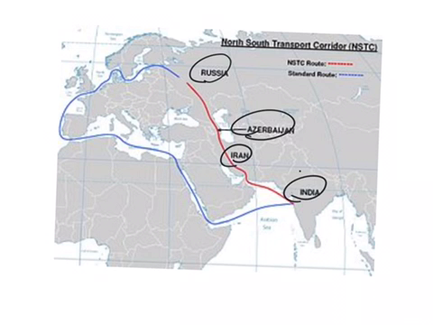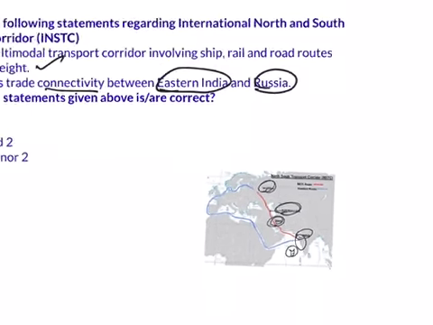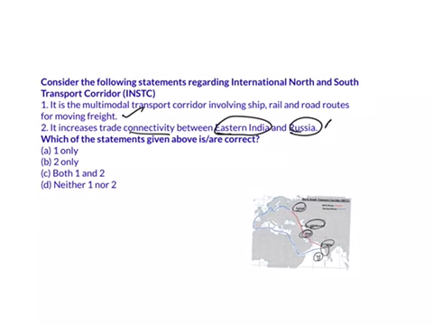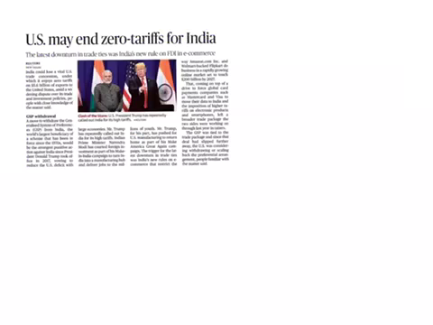The objective of this corridor is to increase trade connectivity between major cities such as the Western Indian city Mumbai, Tehran of Iran, Baku of Azerbaijan and Moscow of Russia. So from this, statement 2 is incorrect. The answer here is 1 only, as only 1 is correct. It's A. Now let's start today's session.